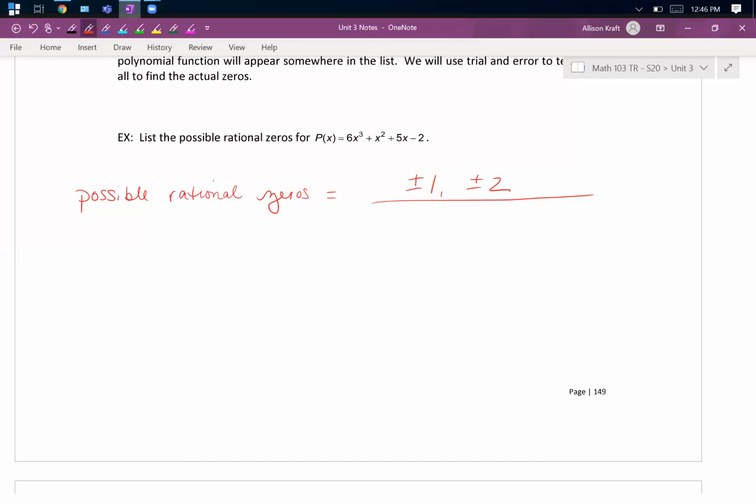In the denominator of this fraction, we want all the factors of our leading coefficient. So what are the factors of 6? We could have 1 times 6, or we could have 2 times 3. And since we're getting to a +6, it could be a +1 times a +6, or a -1 times a -6. So when we list the factors in the denominator, they're also all going to be plus or minus.